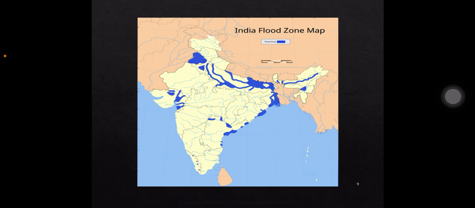Here you can see India flood zone map. You can see the eastern part of India, the coastal regions are affected by flood. Also you can see the north and northeastern part.